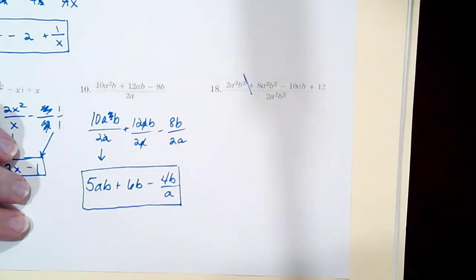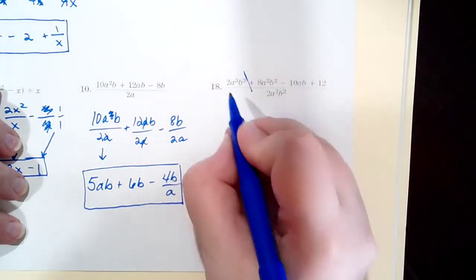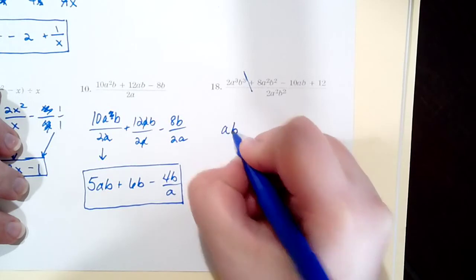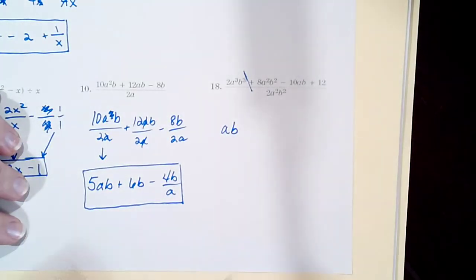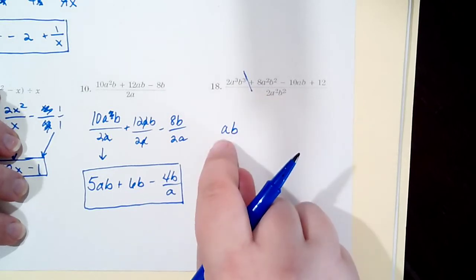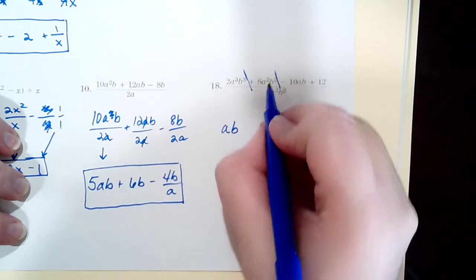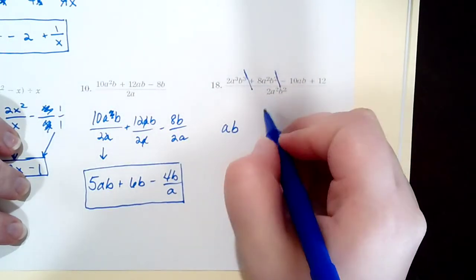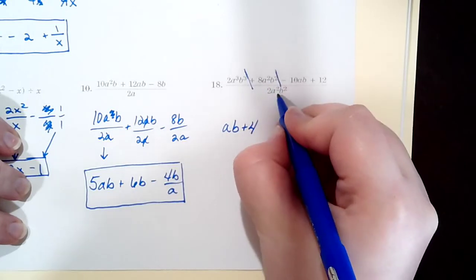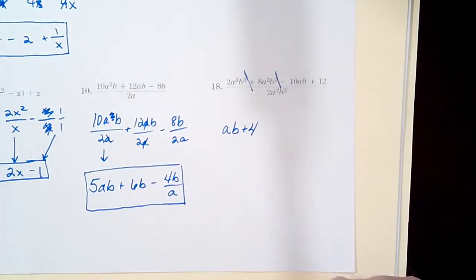So 2a cubed b cubed over 2a squared b squared. The 2's become a 1. I'm left with an a and a b in the first term. So the division of this first term by the denominator is ab. Same thing here. I'm going to say that's 8 divided by 2 is 4. It's positive 4 plus 4. a squared over a squared cancels. b squared over b squared cancels. So that's just 4. That's all you really get there.